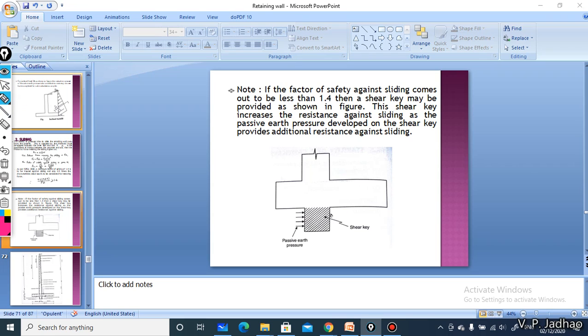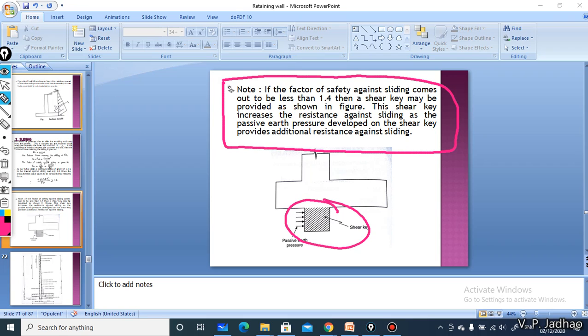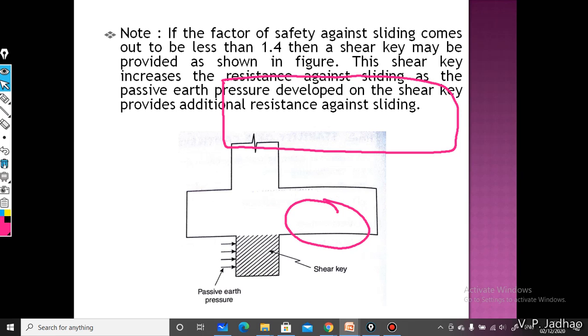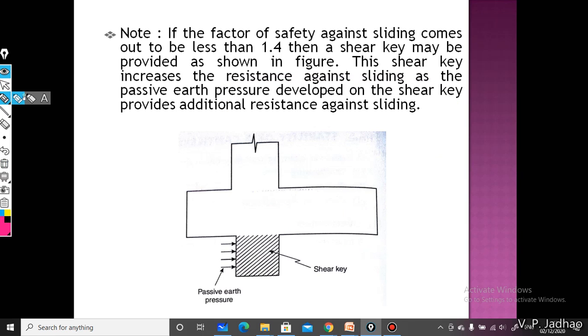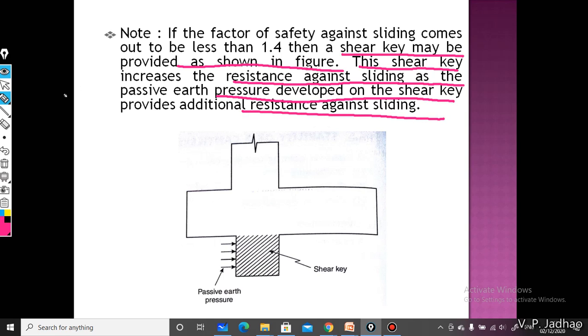Okay, some shear key is required to be provided like this, which is given in this particular note here. If the factor of safety against sliding comes out to be less than 1.4, then a shear key may be provided as shown in this particular figure. The shear key increases the resistance against sliding as the passive earth pressure developed on the shear key provides additional resistance against the sliding. Why are we providing this shear key?